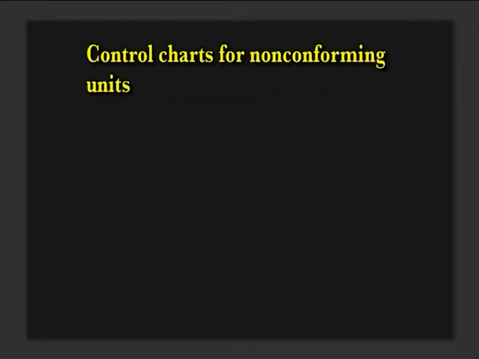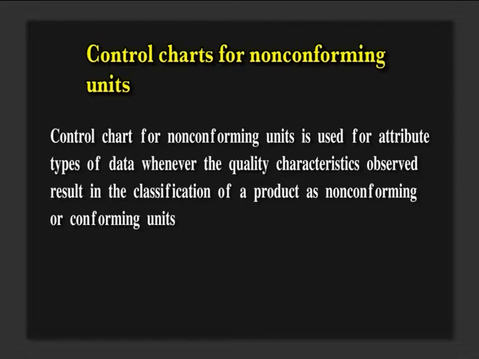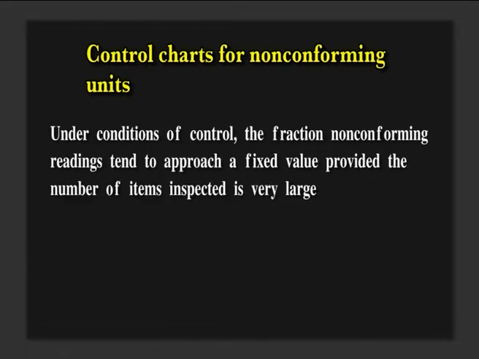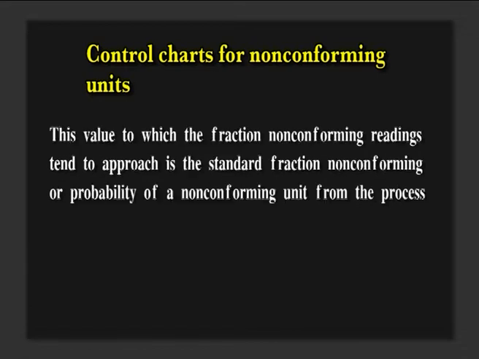Control chart for non-conforming units. Control chart for non-conforming units is used for attribute type of data whenever the quality characteristics observed result in the classification of a product as non-conforming or conforming units. Consider a production process where the items are inspected for non-conforming units. If the records of inspection over a period of time are scrutinized, the fraction non-conforming will show variations. Under conditions of control, the fraction non-conforming readings tend to approach a fixed value provided the number of items inspected is very large. This value to which the fraction non-conforming readings tend to approach is the standard fraction non-conforming or probability of a non-conforming unit from the process.